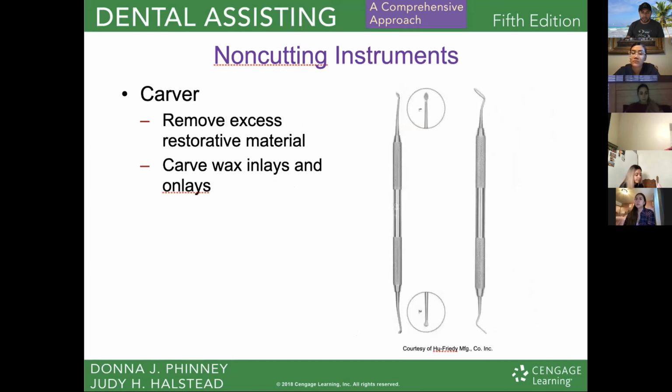Carvers are used to remove excess restorative material. They can also be used to carve wax inlays and onlays. And so these have different shapes and sizes. This one here happens to be called a discoid cleoid, or a cleoid discoid, depending on how you like to say it, potato, potato. So this top here is almost like a spade shape. That is the cleoid section of it. And it's kind of like a spade shape, but it also has sharp edges around it. It's used to carve excess material. A discoid is sort of the same thing, but instead of that spade shape, it's more of a disc shape.